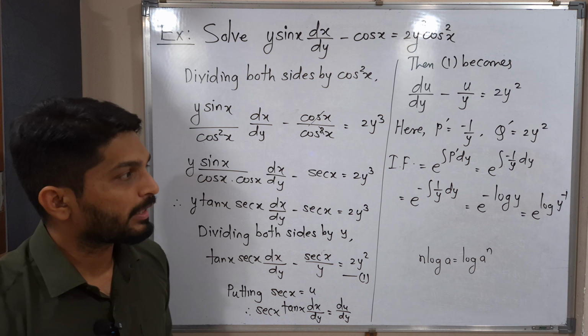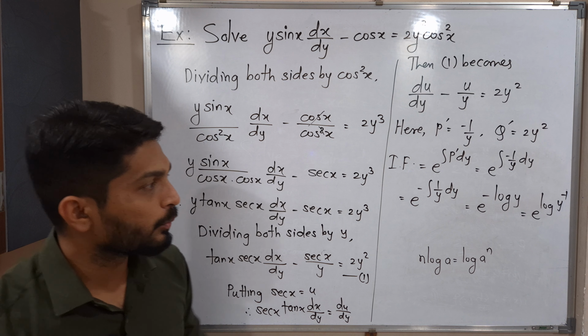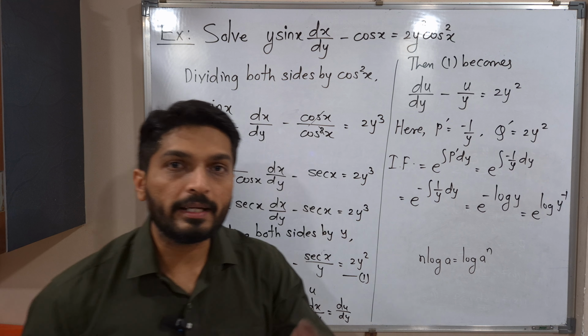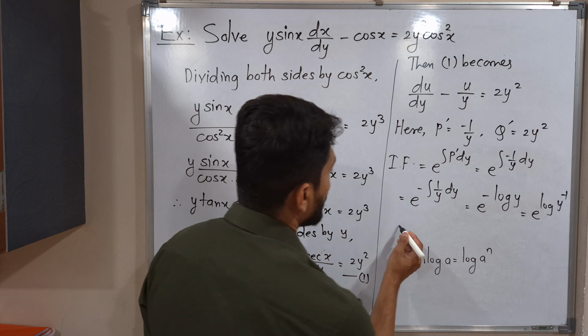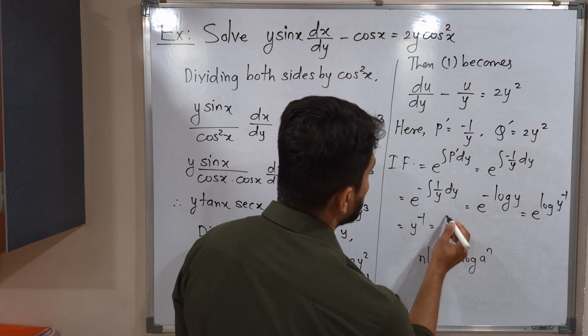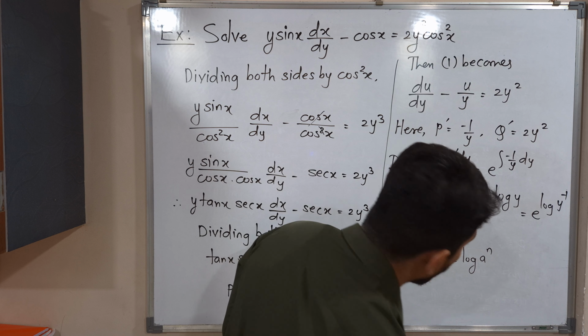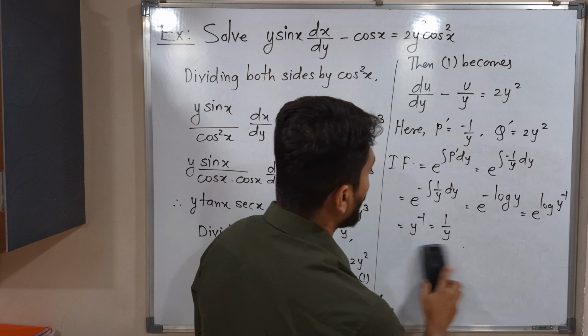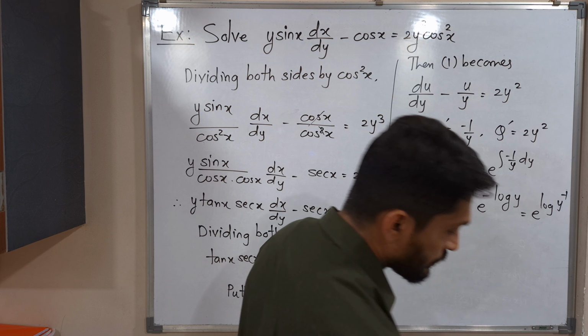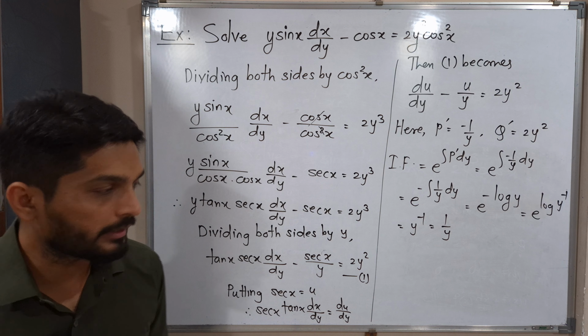So y raised to minus 1 we got there, but no need to worry since exponential and log will get cancelled now. And what will you have? y raised to minus 1, that means simply 1 by y. Yes, so it is 1 by y. So finally we got the integrating factor. Now we are just one step away from the final answer.